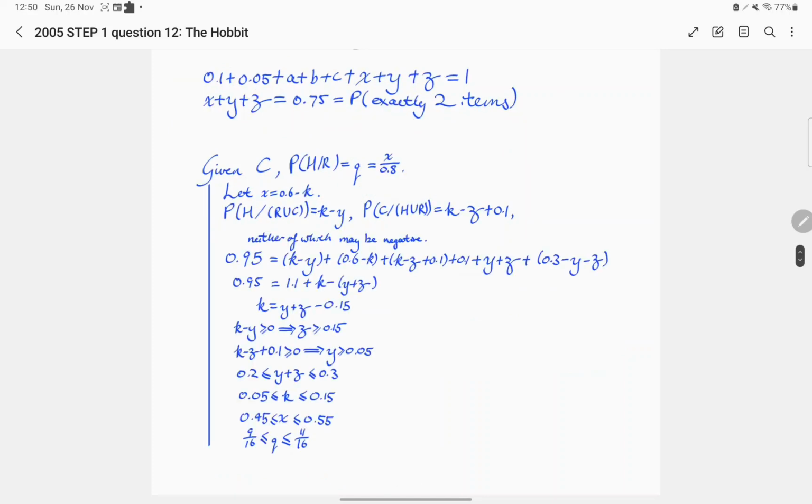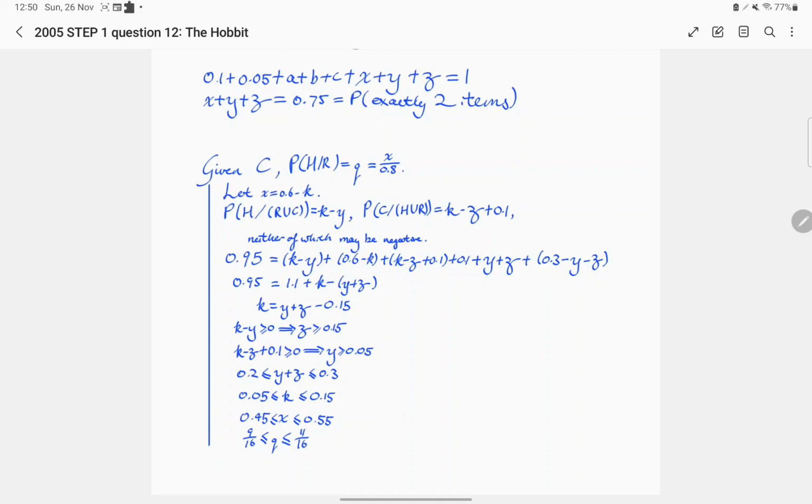Now for the last section of this part. Given a cloak, the probability that a wizard wears a hat but not a ring is q, which we shall write as x over 0.8. Now, let x equal 0.6 minus k. This will help us calculate x. The probability that a wizard is wearing a hat only is k minus y, and the probability that a wizard is wearing a cloak only is k minus z plus 0.1. Neither of these numbers may be negative.